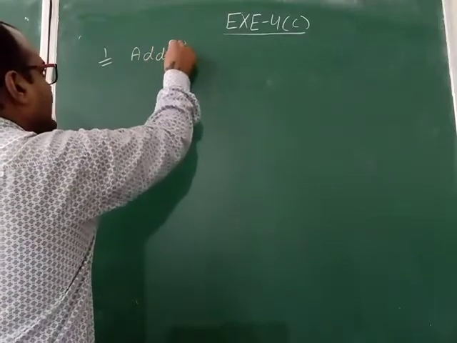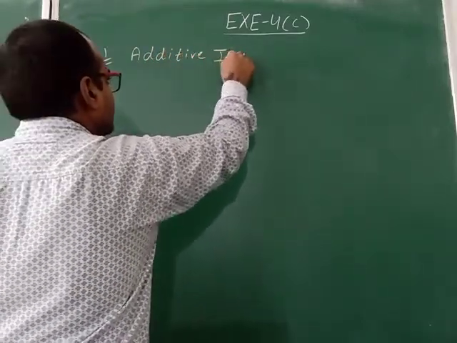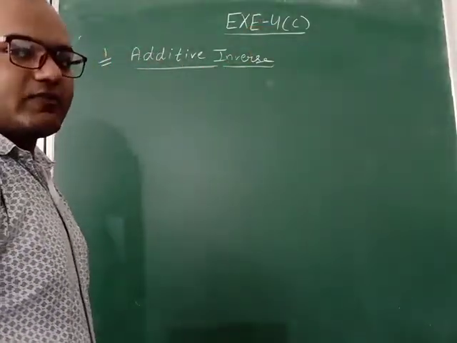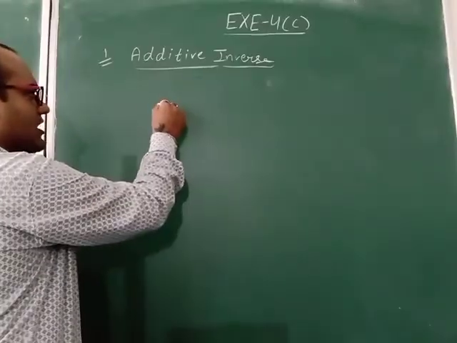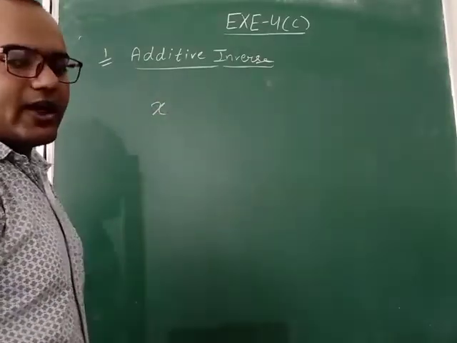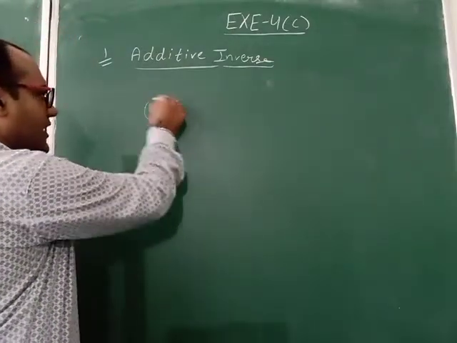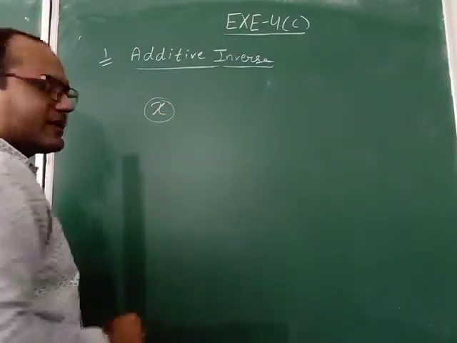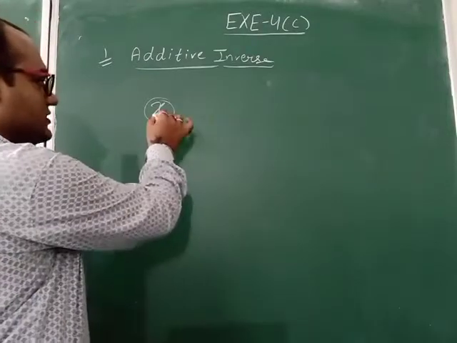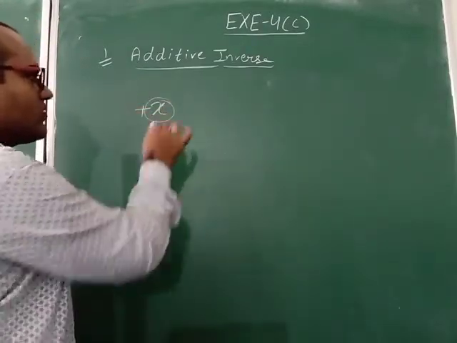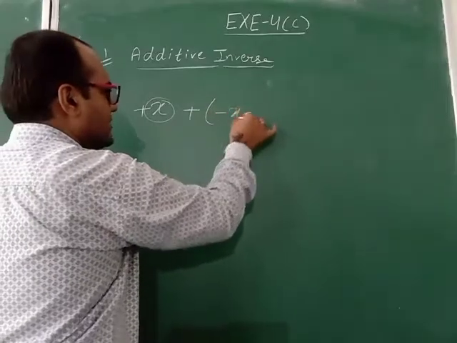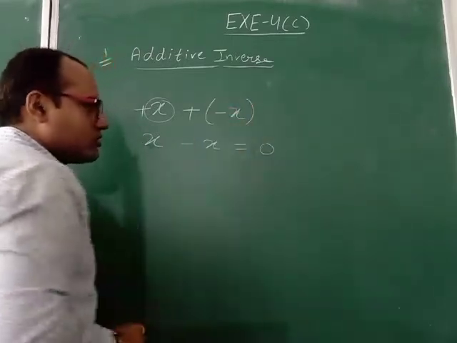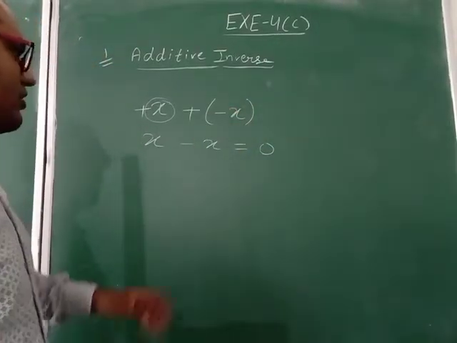What is the meaning of additive inverse? Suppose for example I am taking one alphabet here, x. The additive inverse of x is that number which, when we add it to the given number, yields 0. What is the meaning of that? This is plus x. If we add minus x here, then on solving, plus and minus cancel, and the answer is 0. So such numbers are known as additive inverse.